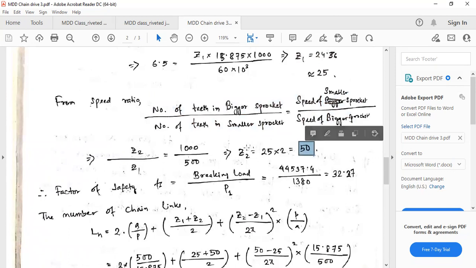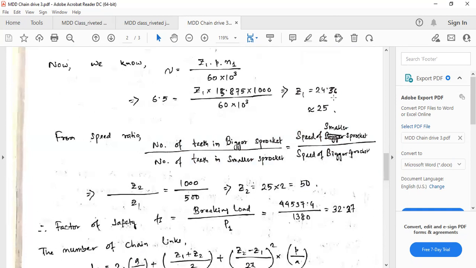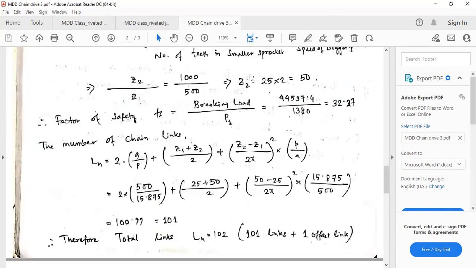Because Z2, the bigger sprocket, has to be bigger. Its number of teeth has to be more. Now you can keep it 50, or if it comes as 50 exactly, you can keep it as it is, no problem. Because we are interested in keeping this as odd number. Yeah? Now, number of teeth in driving sprocket is done.